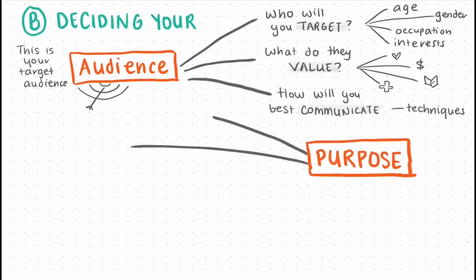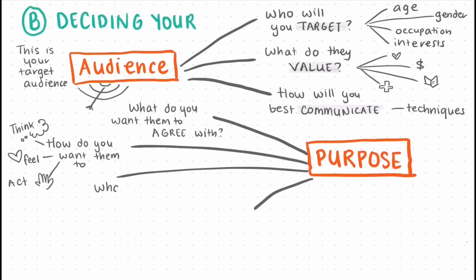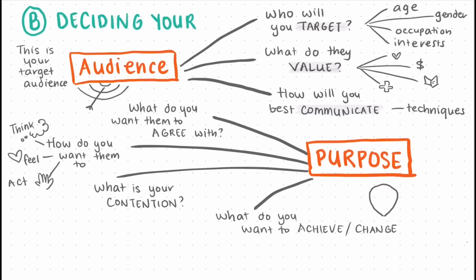The next one is purpose. Here you need to decide what you want the audience to agree with, how you want them to think, feel, or act, as well as what your contention will be. The most important thing is, what do you want to achieve or change?